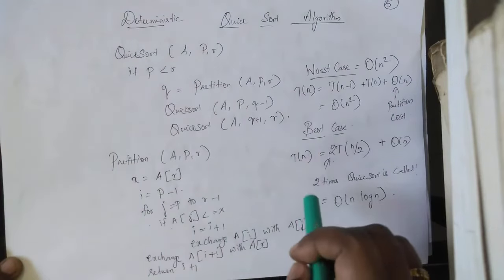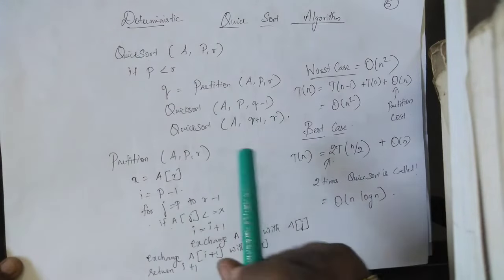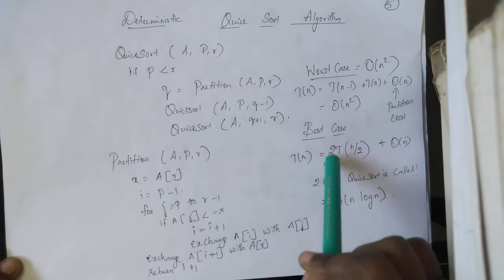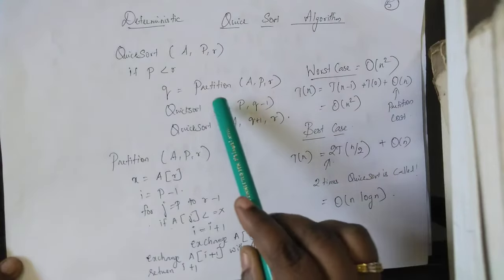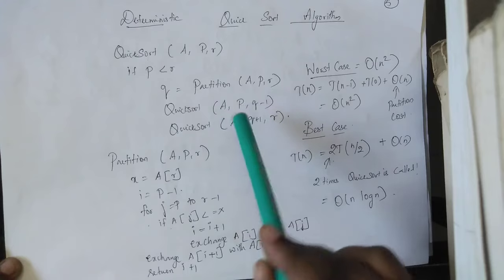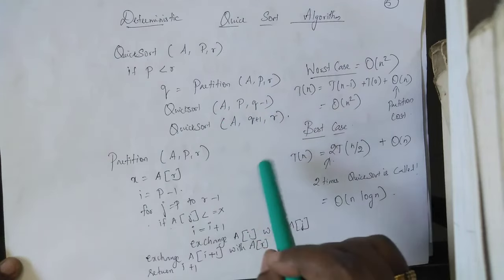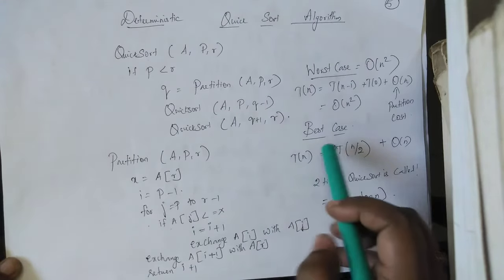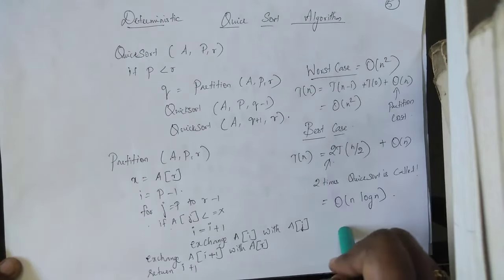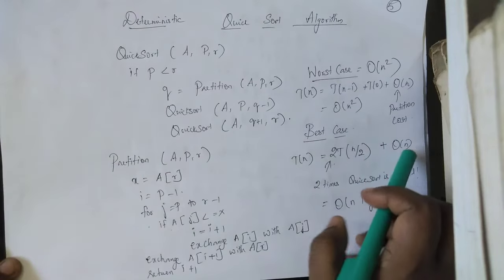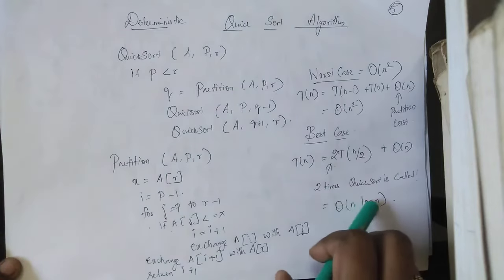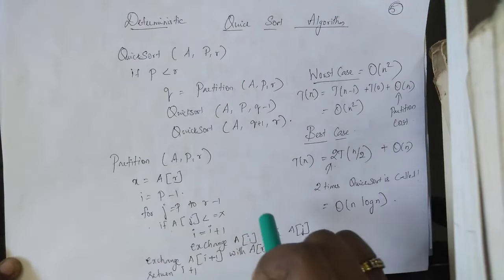And the best case is when the array is cut into equal halves. This 2 is the indicator for the twice, the two calls we make to quicksort, when they are beautifully divided into two halves. That's when we achieve this time complexity. Again, this is the partition cost. So we get n log n. So this is how the deterministic quicksort algorithm works.